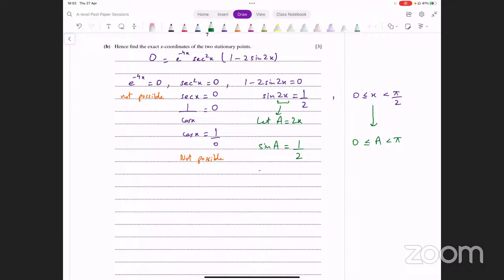Okay, so now we find the basic angle. Sine alpha equals 1 over 2. Find the basic angle from your calculator, keeping in mind that the angle has to be in radians.